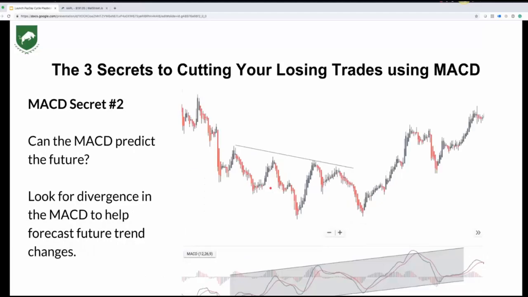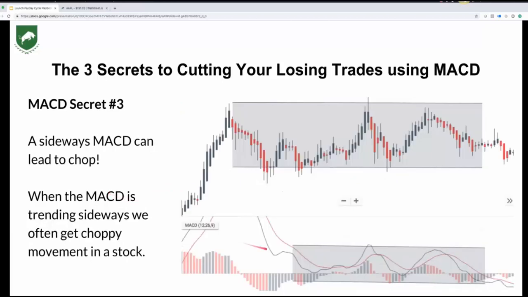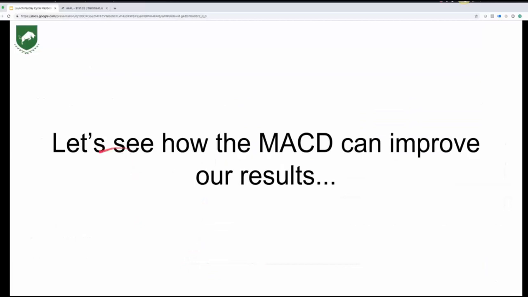The other way you could use the MACD is with divergence. When a stock is making lower highs and lower lows, and the MACD starts to make higher highs and higher lows, you have a good quantifier there for a possible larger trend shift. You could also use it to help identify compression or neutral phases of a stock. So let's see how the MACD can actually improve the results of our strategy.